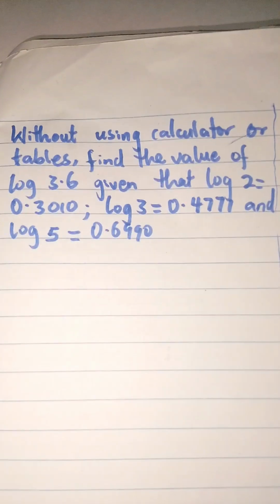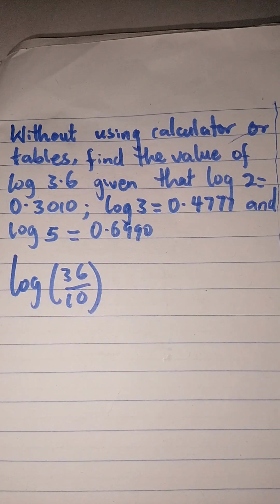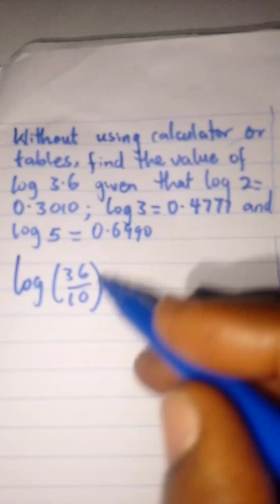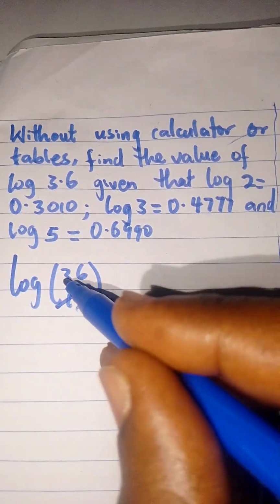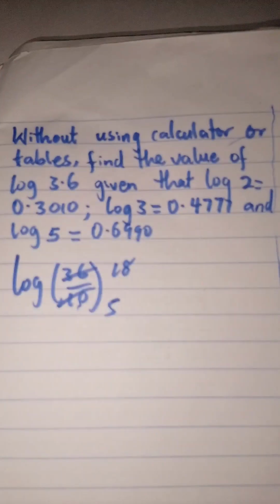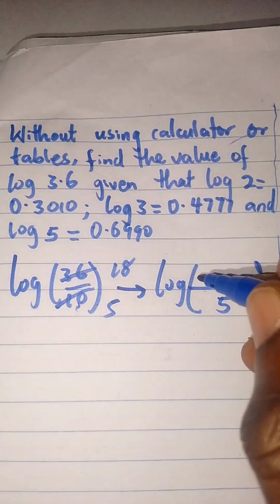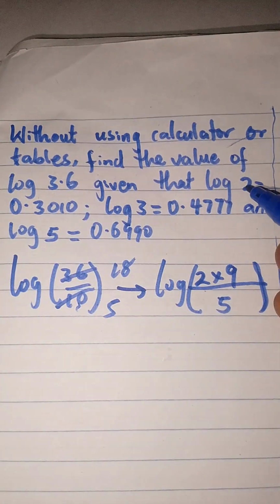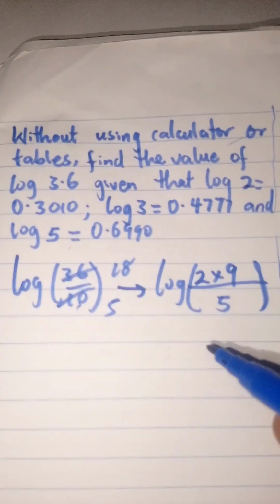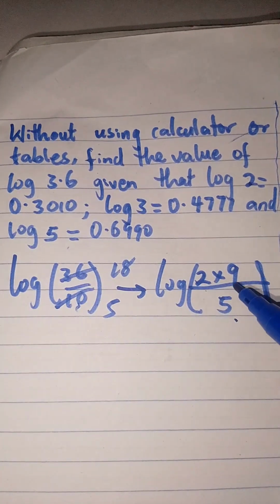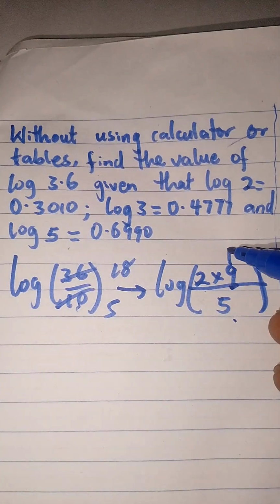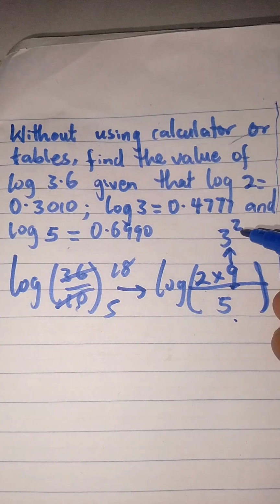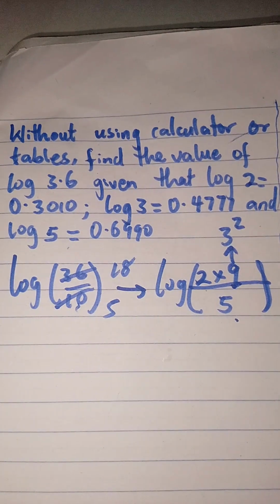Breaking it to its lowest terms, you have 2 into 10 is 5, 2 into 36 is 18, which gives you log 18 over 5, the same as log 2 times 9 all over 5. We are working with respect to 2, 3, and 5. We have 2 here, we have a 5 here. How can we make 3 of this? This can be written as 3 squared. Of course, using the product rule, you can.